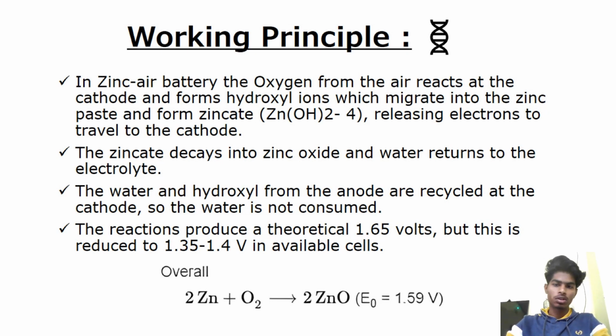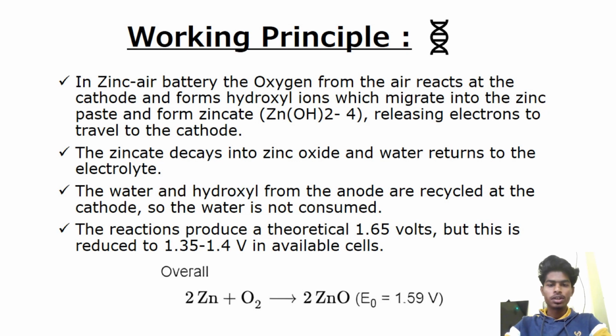Here they are saying that oxygen from the air reacts at the cathode and forms hydroxyl ions. Hydroxyl ions, meaning OH minus, migrate into the zinc paste. Those OH minus migrate to the zinc paste, meaning zinc metal, and form zincate, Zn(OH)4 2 minus, releasing electrons to travel to the cathode. Zinc metal is releasing electrons to travel to the cathode.